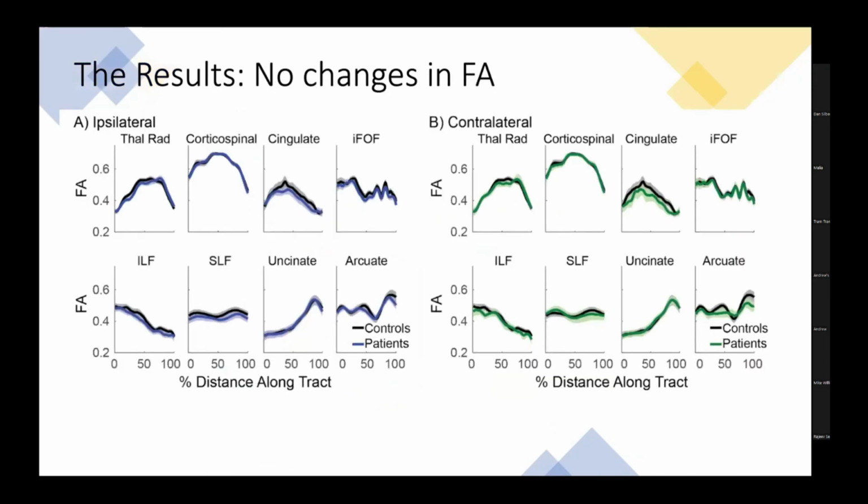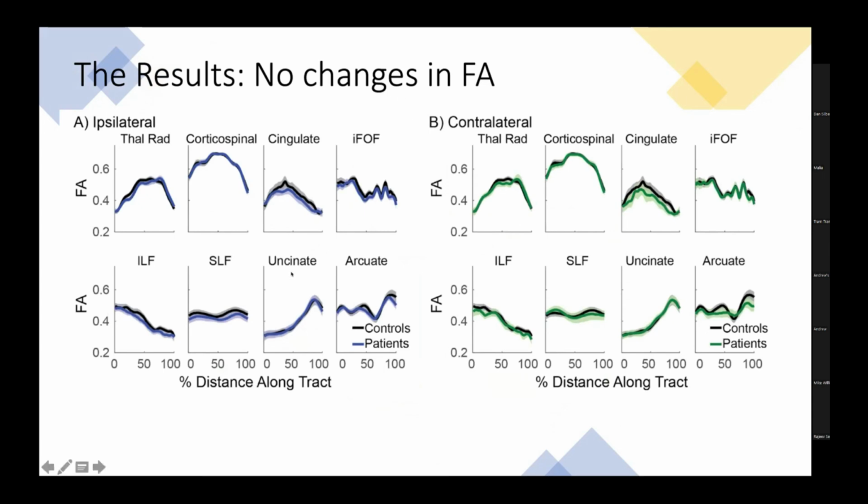I'll say that one other thing that we looked at were changes in FA, fractional anisotropy, and mean diffusivity. They tend to have somewhat of an inverse relationship. But what we found here, with ipsilateral on the left, contralateral on the right, and similarly black being controls and the colored ones being the patients, is that there actually weren't any differences in fractional anisotropy. So it seemed that mean diffusivity was slightly more sensitive.